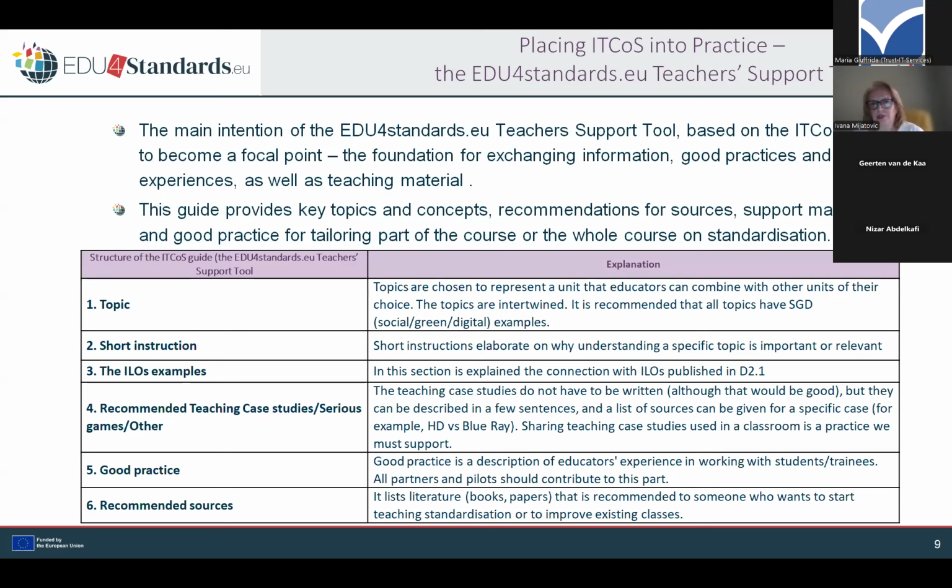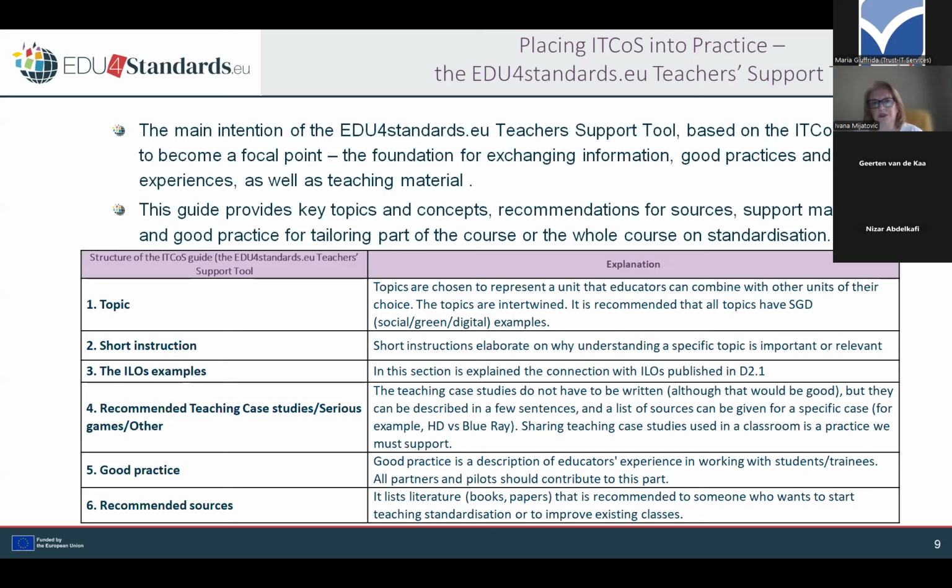So the main intention of the EDU4Standard teacher support tool, based on the innovative teaching concept, is to become a focal point: a communication tool, a foundation for exchanging information, good practice experience, as well as teaching material. There are elements of a repository, but it is not a simple repository. It is a dynamic tool. The structure of every topic is the same.